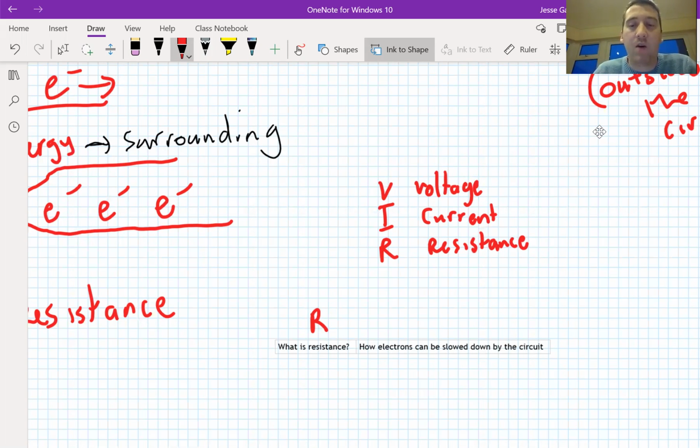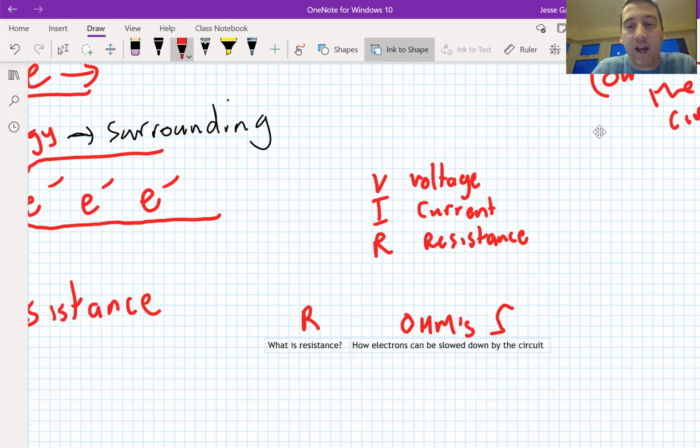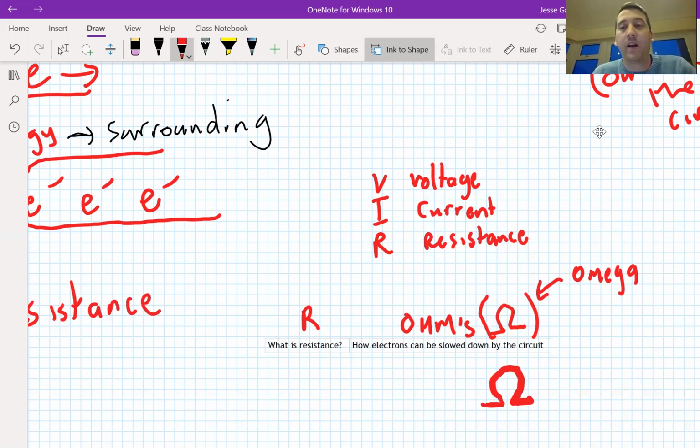So resistance is how electrons can be slowed down by the circuit. We use the unit of ohms to measure it. So you might have 5 ohms, you might have 10 ohms. The unit symbol is this Greek letter called omega. It's kind of like a horseshoe shape. So I'll just draw it again. It's like over, then a loop like that, and then over. It's kind of like a horseshoe lake or an oxbow lake, I think they're called in geography. It's the Greek letter omega, and we use it for ohms.